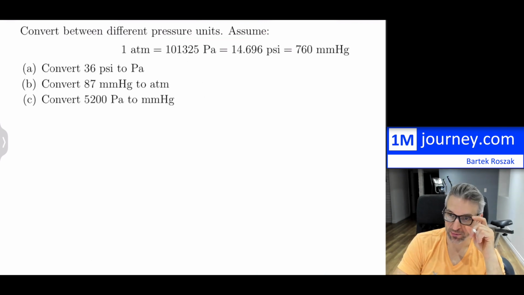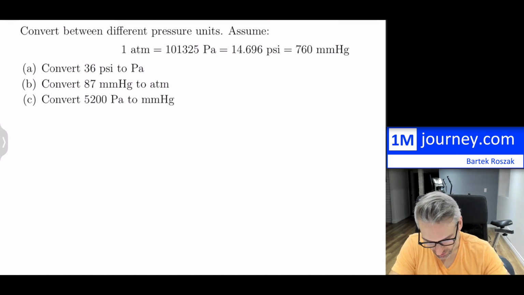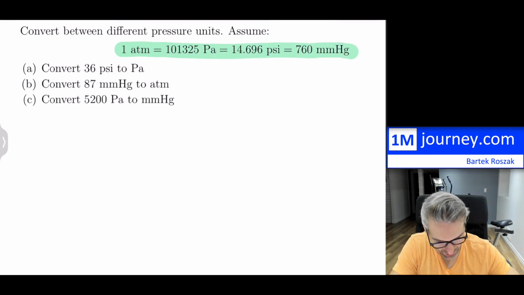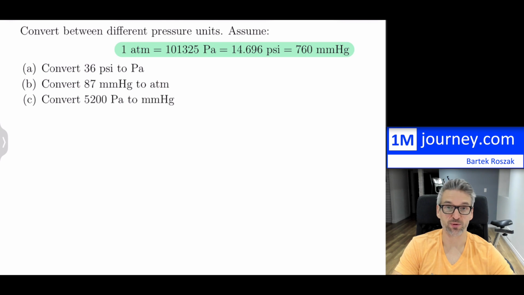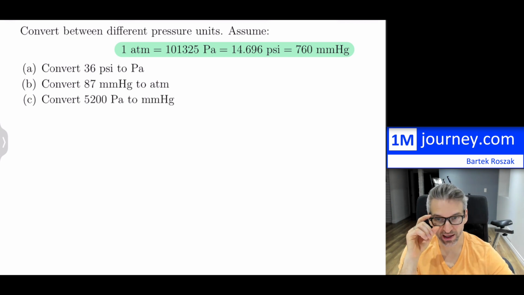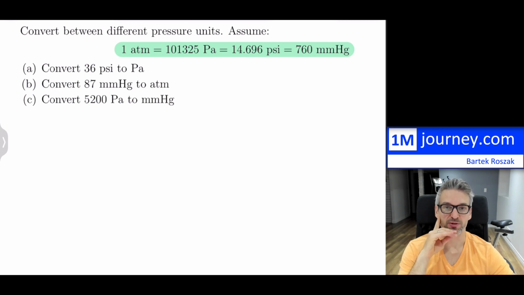Here's the second example. This one is just based on conversions and units. Pressure has a lot of units that you're going to run into. There's ATM, which means atmospheric pressure unit. That is equal to quite a lot of pascals: 101,325 pascals, or approximately 101 kilopascals. And that is equal to 14.696 psi, which is pounds per square inch.